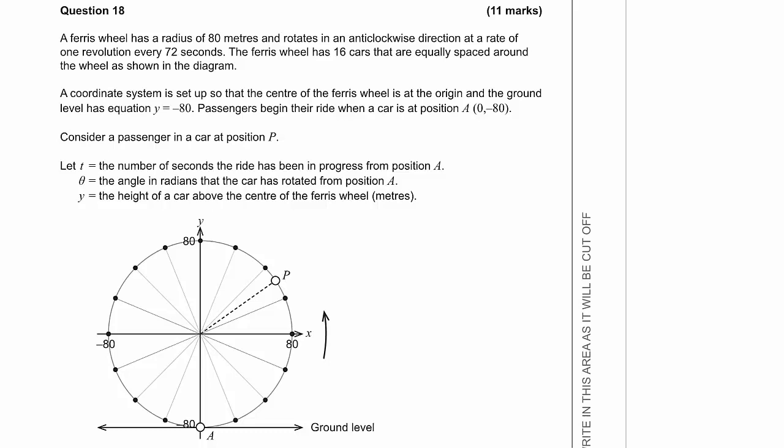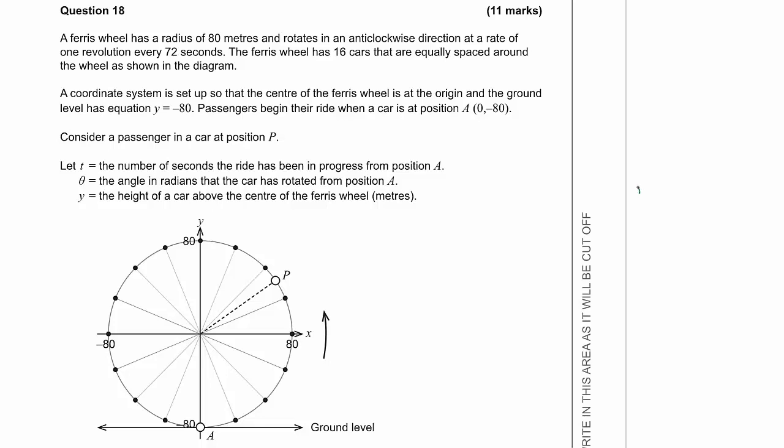A Ferris wheel has a radius of 80 meters and rotates in an anti-clockwise direction at a rate of 1 revolution every 72 seconds. The Ferris wheel has 16 cars that are equally spaced around the wheel as shown in the diagram. Now there's a couple of pieces of information that I'm going to get from that. One of them is actually part A of the question. We'll see that in a second.